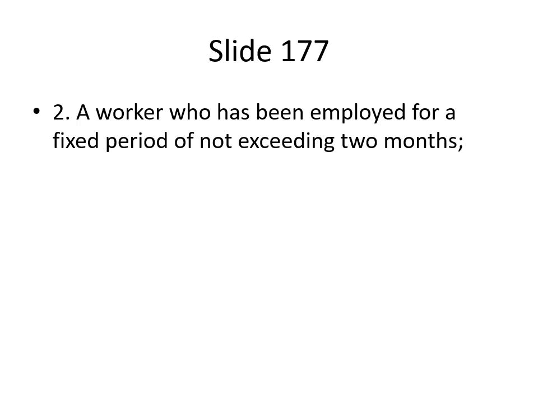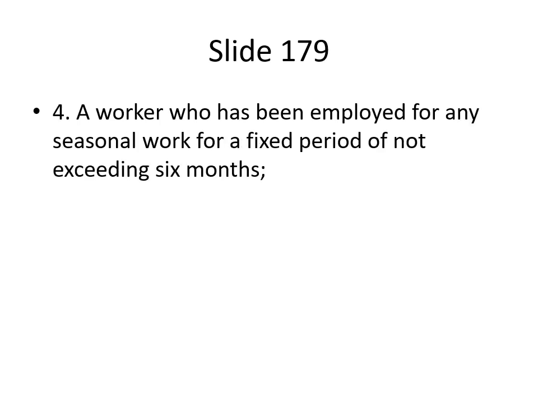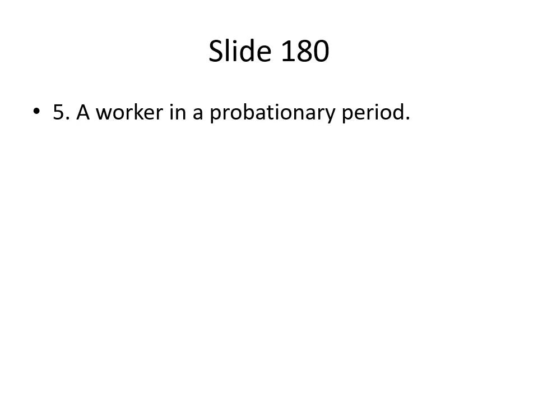2. A worker who has been employed for a fixed period of not exceeding 2 months. 3. A worker who has been employed for less than 6 months as a monthly paid worker. 4. A worker who has been employed for any seasonal work for a fixed period of not exceeding 6 months. 5. A worker in a probationary period.